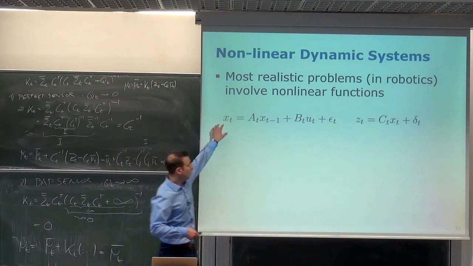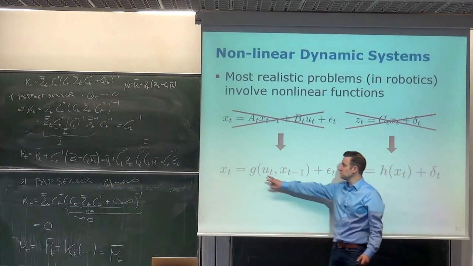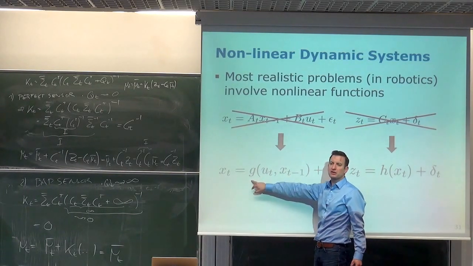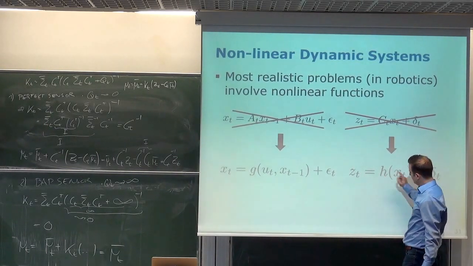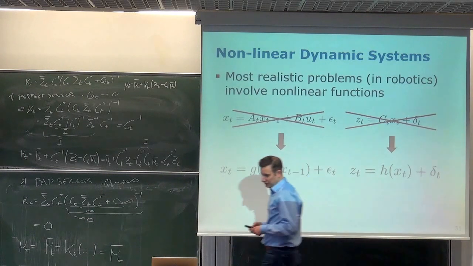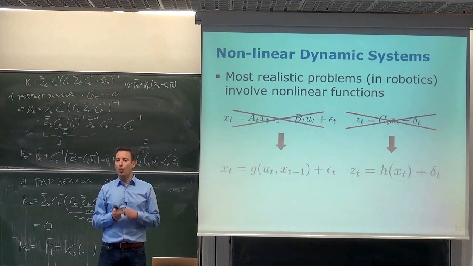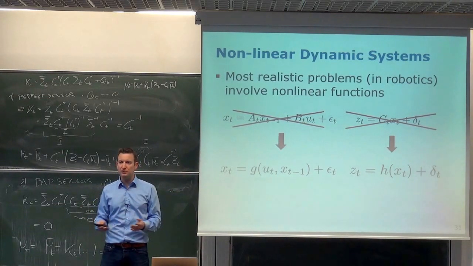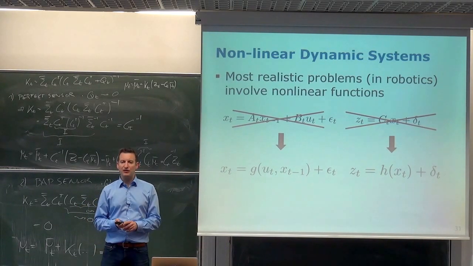That means we don't have this form here anymore. What we have is a more general form. It says the new state is given by the old state and the commands with some potentially nonlinear function g. And we have a nonlinear function h, which maps from the state space to the space of observations. Okay? What happens if we live in a nonlinear world, as we do, and we squeeze our Gaussian distributions through these nonlinear functions?